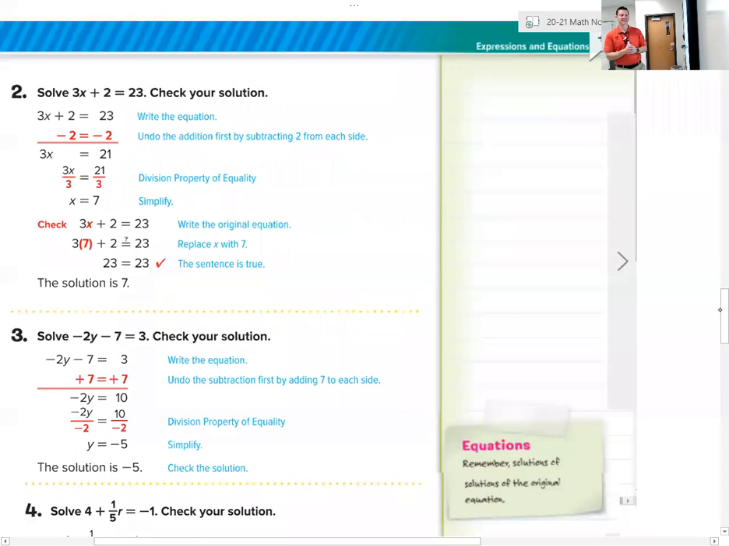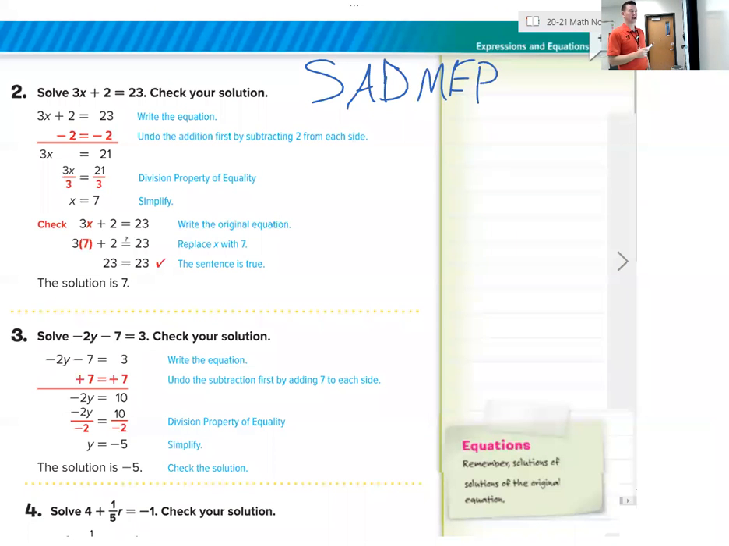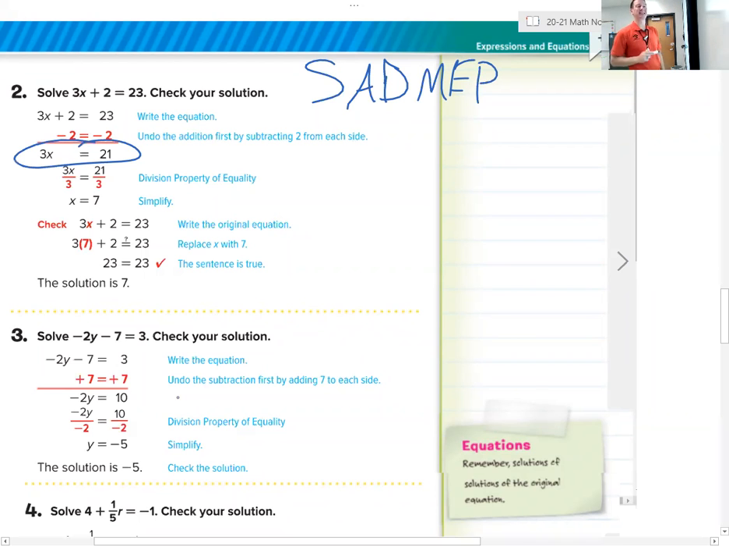Next page, this is the exact same situation. We have 3x plus 2 equals 23. The first thing we have to do through SAD MAP, we have to do the subtraction first. The opposite of plus 2 is minus 2. So we have to subtract 2 from both sides. We have a line there, and then we have 3x equals 21. This is the exact same thing that you guys did last week, just with a smaller step with addition or subtraction first.